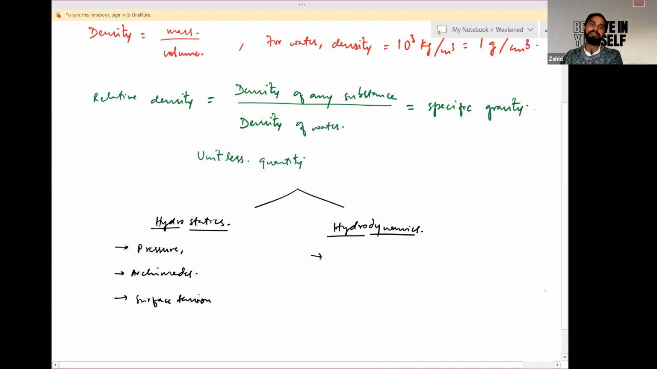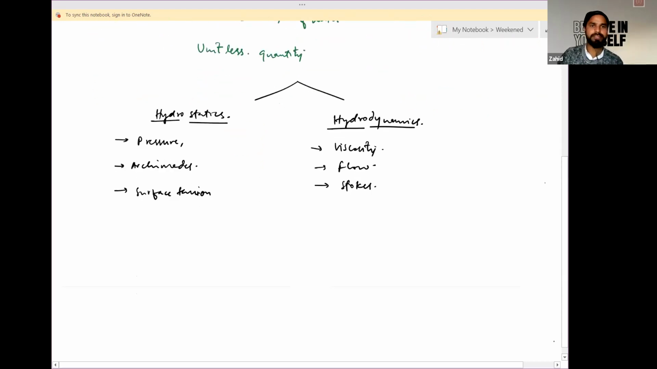In hydrodynamics, that is flow, first is viscosity or Newton's law of viscosity. Next is flow of liquid, Stokes' law, terminal velocity, Bernoulli's theorem, equation of continuity, and so many things. Okay, so let's start with pressure.